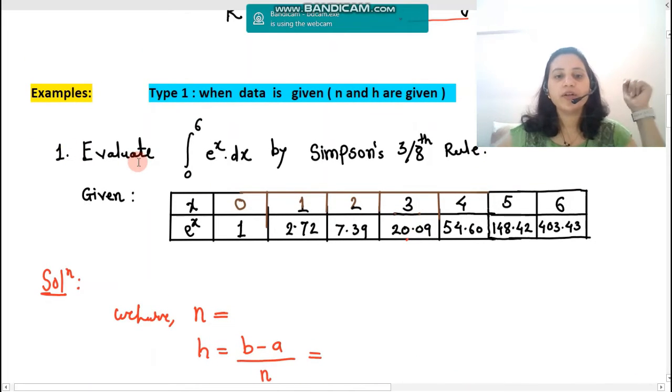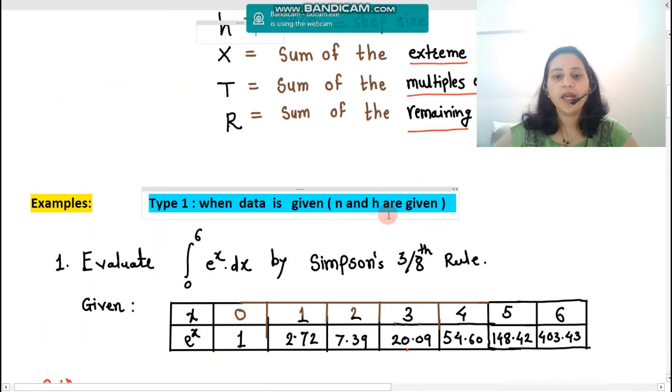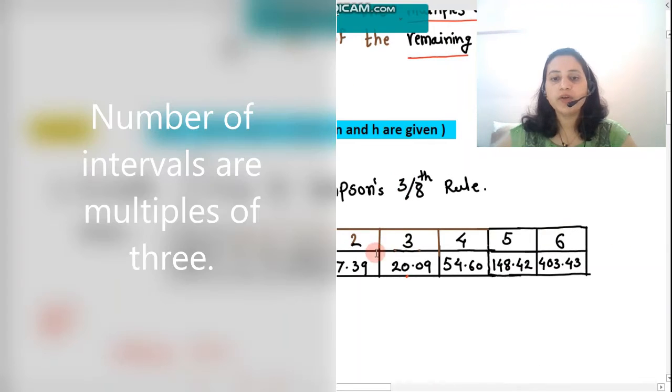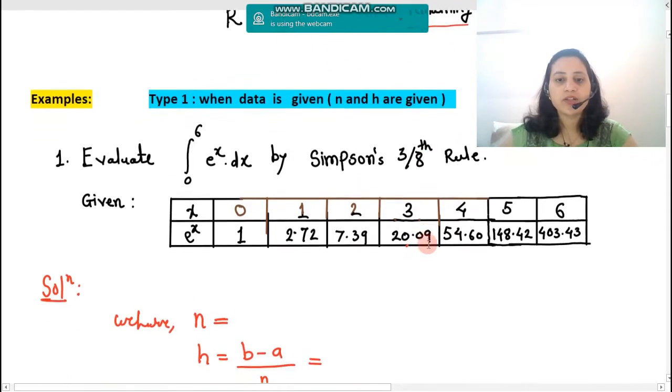First example: evaluate the integration from 0 to 6 of e raised to x dx by Simpson's 3/8 rule, and the table is given to us, that means the values of n and h are given. As we are solving the sum by Simpson's 3/8 rule, you can see in this table they have given us 6 intervals: 0 to 1, 1 to 2, 2 to 3, 3 to 4, 4 to 5, 5 to 6. 6 intervals are given, so they are a multiple of 3. Now let's solve the sum.